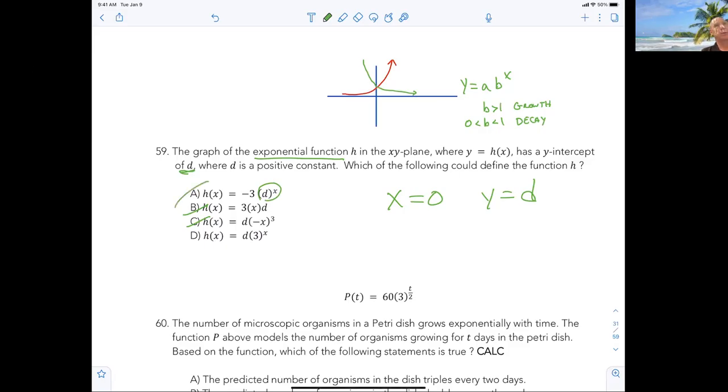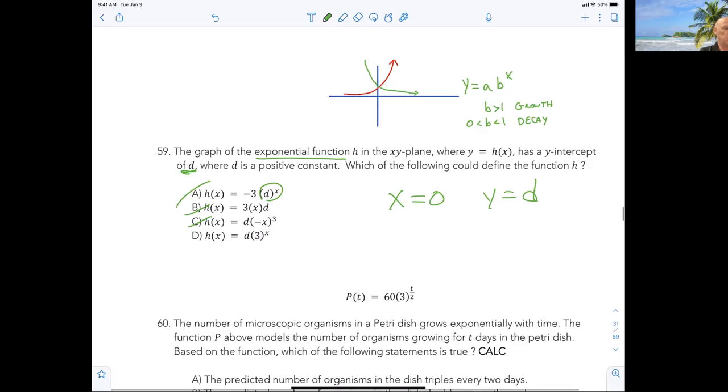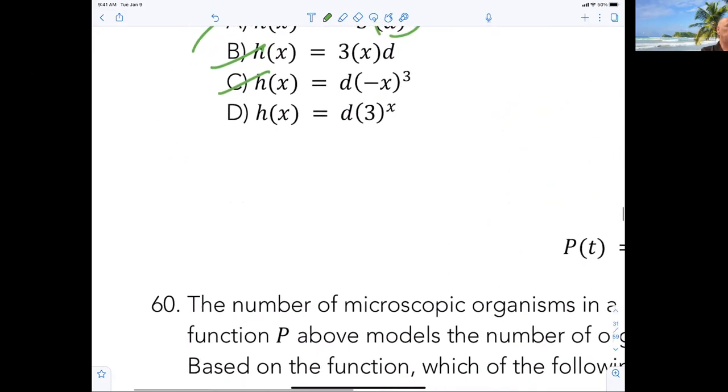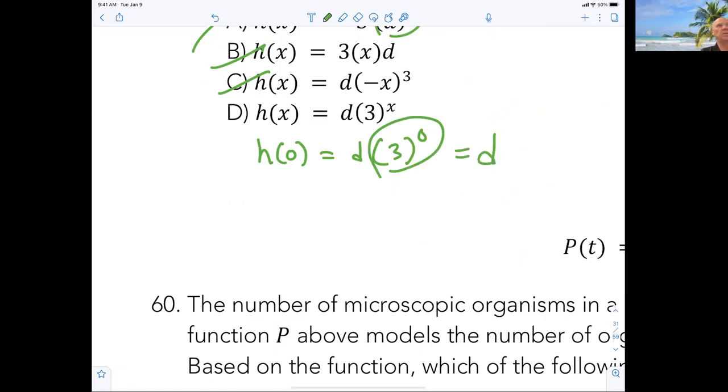You said that one more time? Yes. I'm going to plug in zero for x. So watch me. H of zero equals negative three times D to the zero. D to the zero is one. So H of zero would be negative three. It's supposed to be D. So that's why that's not the right answer. Now I'm going to look at D. H of zero equals D times three to the zero. Three to the zero is one. One times D is D. That's why that's the answer.